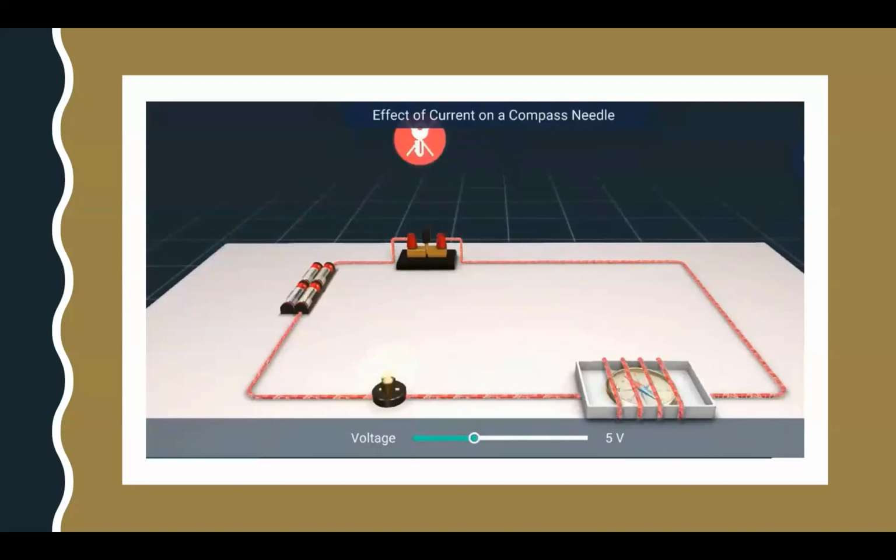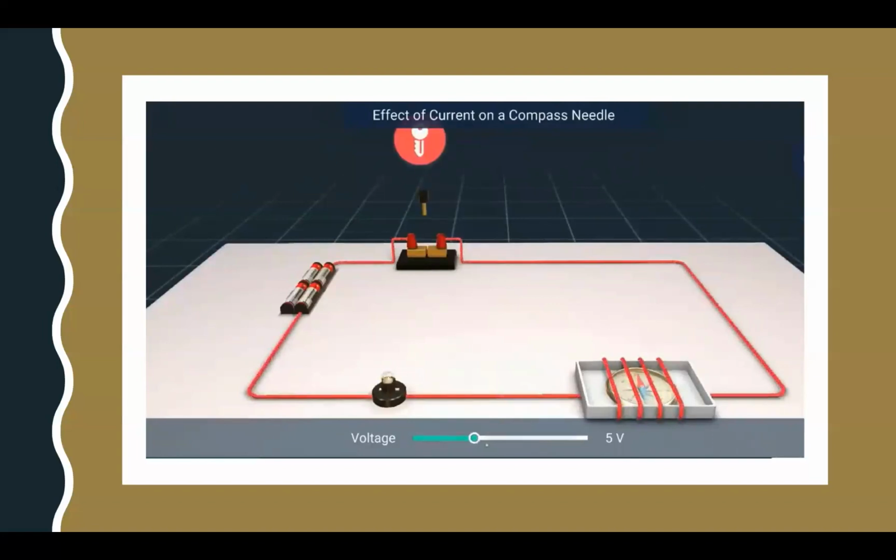You can see the deflection in the compass needle due to the flow of electricity. When we unplug, meaning we switch off, the compass needle will come back to its previous position. Understood? So let's do it once again and you see the deflection again. Okay, now you saw the deflection.